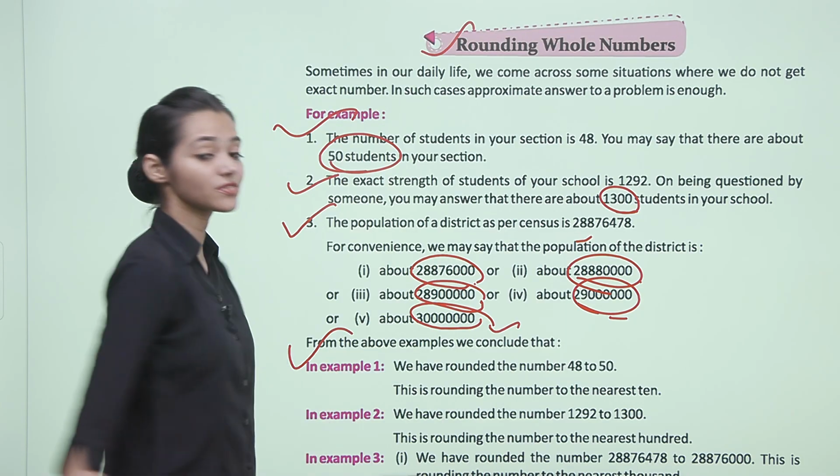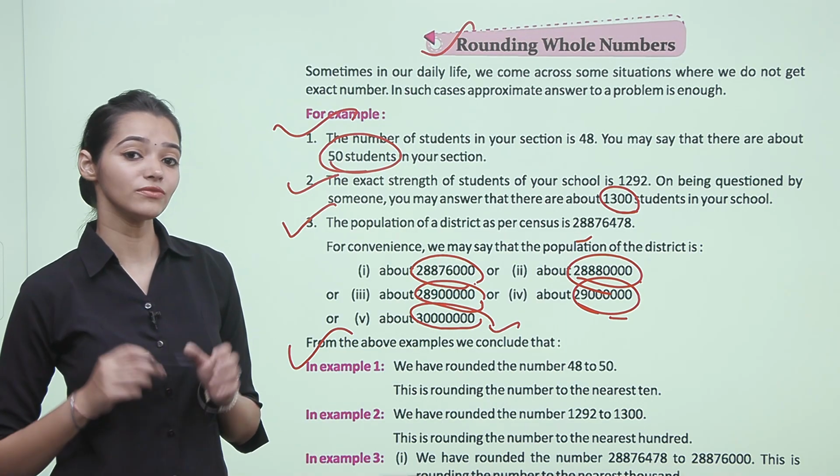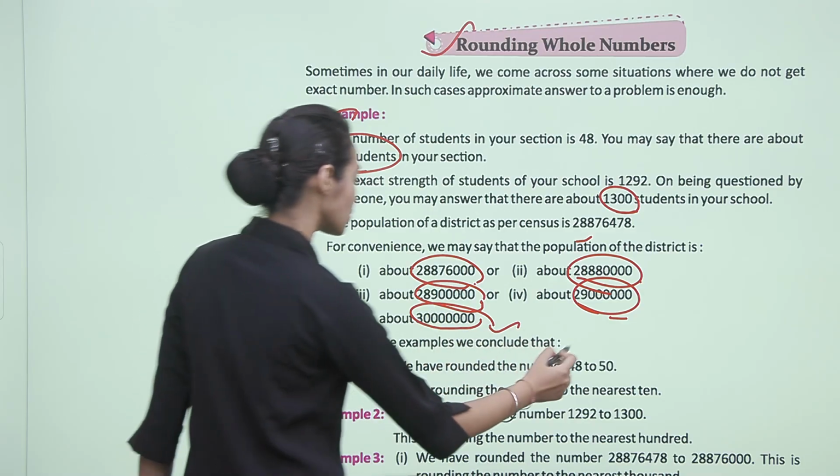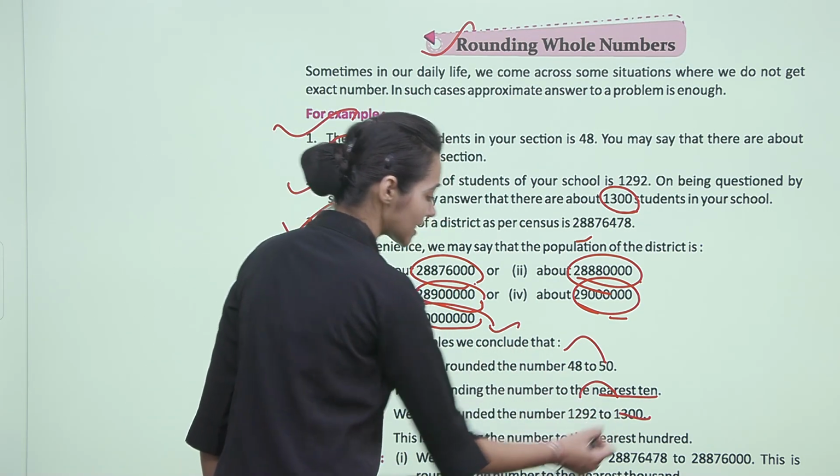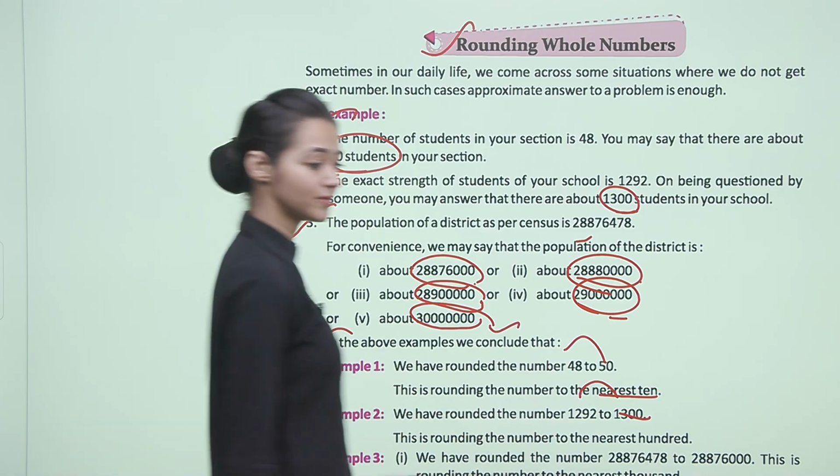Now from the above examples, we conclude that in example number 1, we have rounded off 48 to 50, that means rounded off to the nearest 10. Now in example 2, we have rounded it off to the nearest 100, that is 1300.